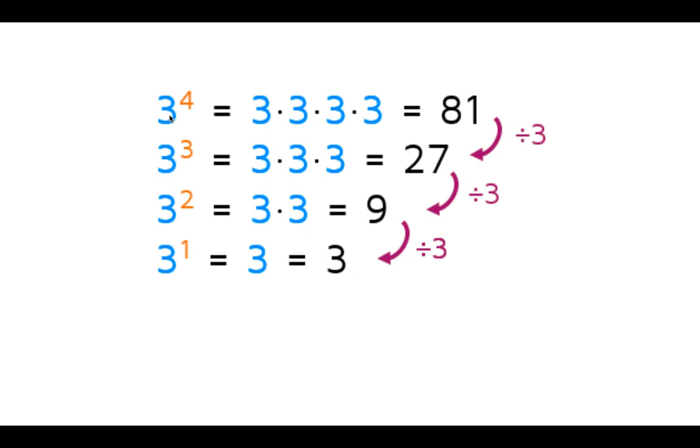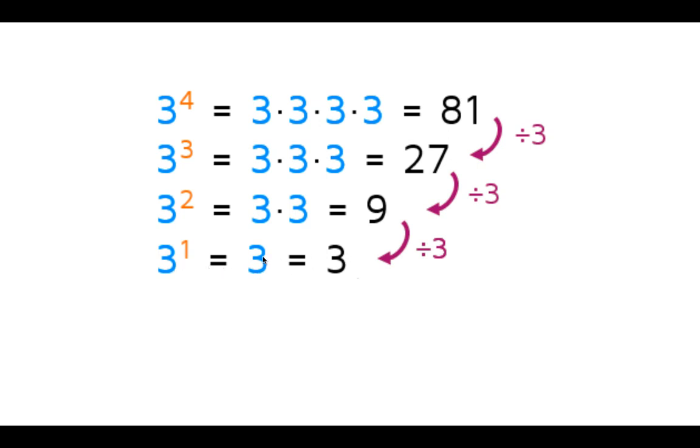This is telling us to take the number 3, which is the base, and multiply it by itself 4 times. 3 times 3 times 3 times 3 gives us 81. Likewise, same thing with 3 to the 3rd. The base is 3. Exponent of 3 means 3 times 3 times 3, which gives us 27. I think you can see the pattern developing here. 3 squared means 3 times 3, and 3 to the 1st means just 3.